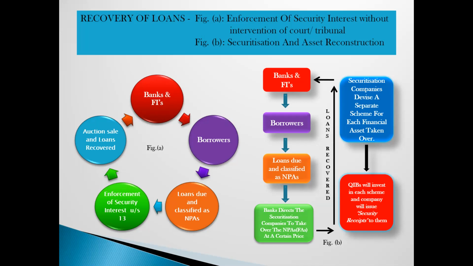Now in figure B, we understand securitization and asset reconstruction. How does it happen? Banks and FIs give loans to the borrowers. Now these loans may be classified as NPAs if they are defaulted. Now what happens? See the green one. Banks direct the securitization companies to take over the NPAs at a certain price, right? QIBs will invest in such a scheme and the company will issue security receipts to them, and the securitization company devises a separate scheme for each financial asset taken over. So this is how the loans are recovered in case of securitization and asset reconstruction.